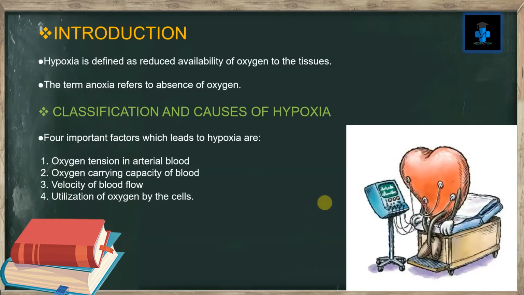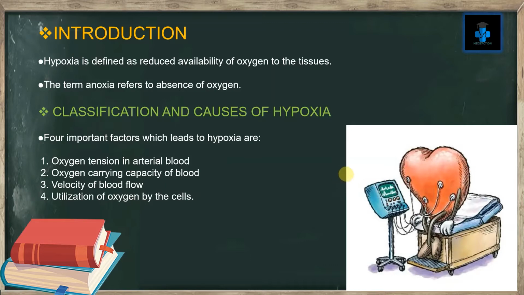So let's begin. Introduction. Hypoxia is defined as reduced availability of oxygen to the tissues. The term anoxia refers to absence of oxygen. Classification and causes of hypoxia.